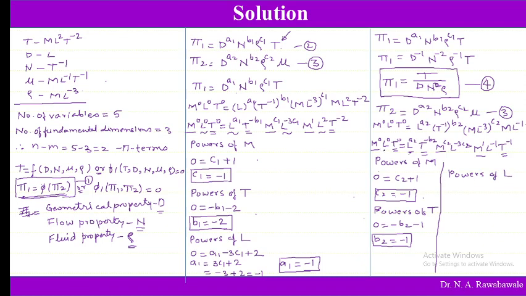So the power of L on the left hand side is 0, which is equal to a2 minus 3c2 and minus 1. So a2 is equal to 3c2 plus 1. So with c value minus 1, it is minus 3 plus 1. So a2 value is going to be minus 2.